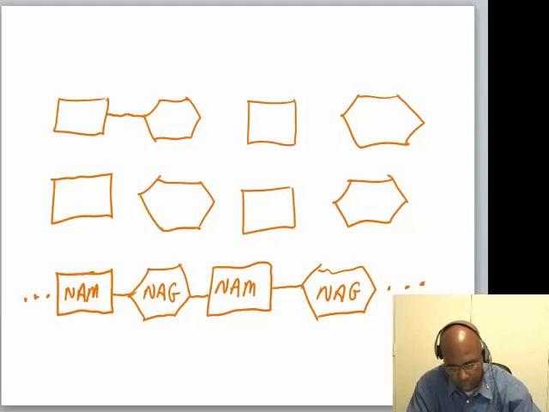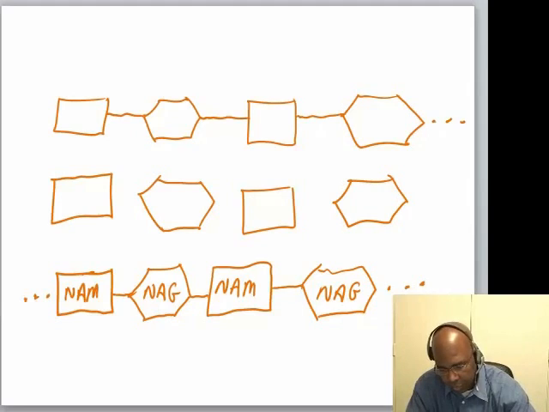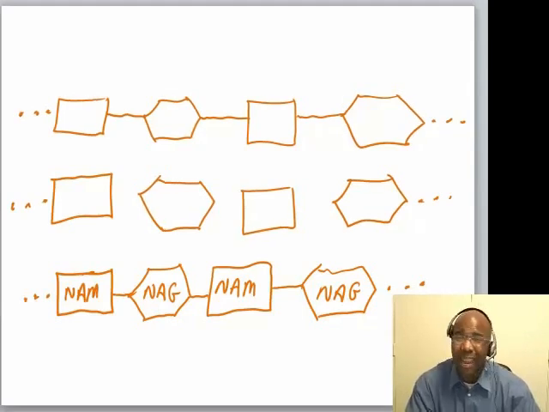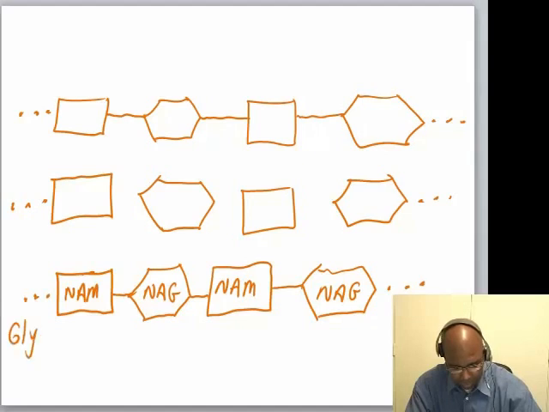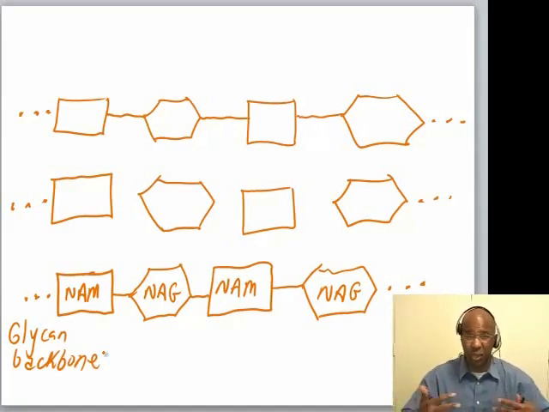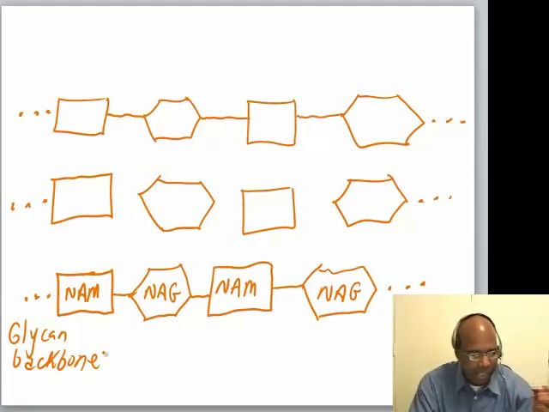These are our sugars, and this is our glycan backbone. So we have these long strings to make a sheet. But they're not connected. The strings need to be woven together.